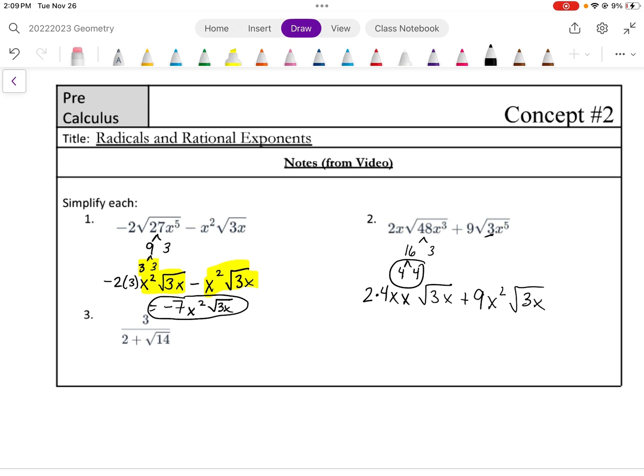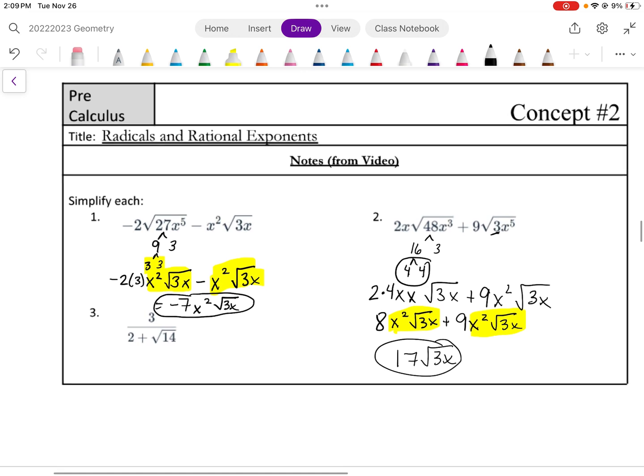So I'm going to clean this up just a little bit. So over here we would have 8x squared, square root of 3x. Over here we'd have 9x squared, square root of 3x. So again, I can combine these. Think of these like terms. So I have 8 on the left, 9 on the right. I can add those together, and I can say that it is 17 square root of 3x. There you go. And number 3.